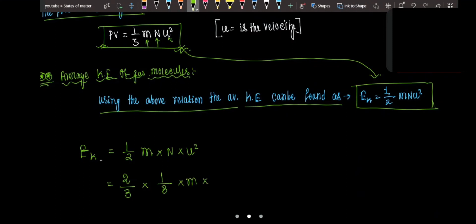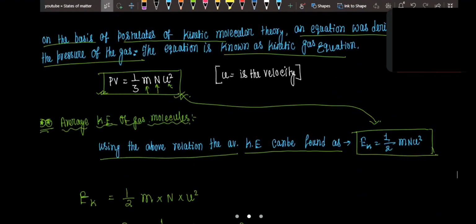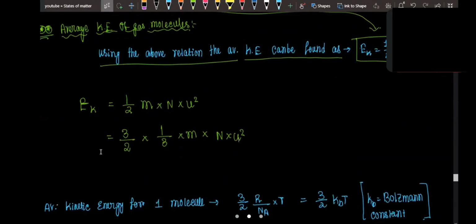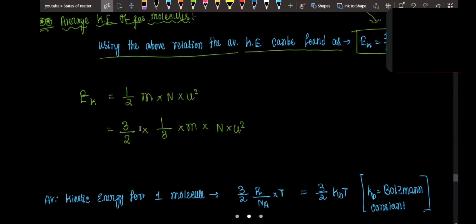Just a second. Okay, wait, not 2/3 into 1/3. It would be 3/2 into 1/3, isn't it? So in that way, this 3 would cancel out each other, right? So it would be 1/2 mnU square. So the 1/2 mnU square can be written as 3/2 into 1/3 mnU square. Now 1/3 mnU square means PV.